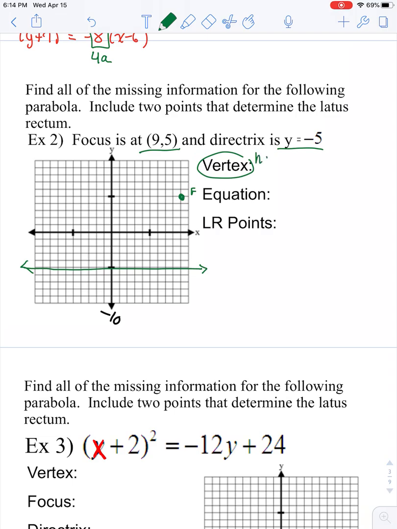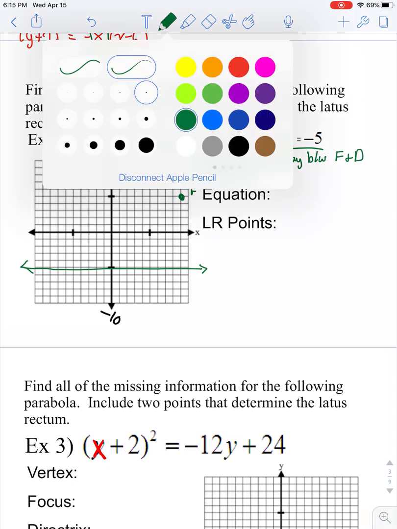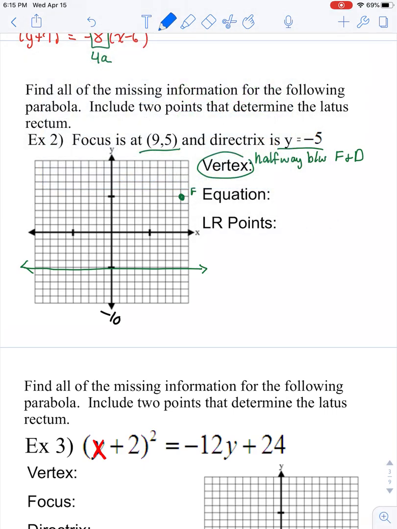Remember that the vertex is going to be halfway between the focus and the directrix. So to figure out where the vertex is, we're going to have to figure out what is exactly halfway between these two. Well, the distance from negative 5 up to positive 5 is a total distance of 10 units. If we go 5 units each way, that puts our vertex right here. So my vertex is actually at the point (9, 0).